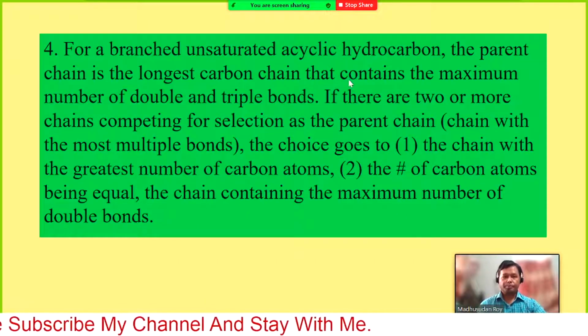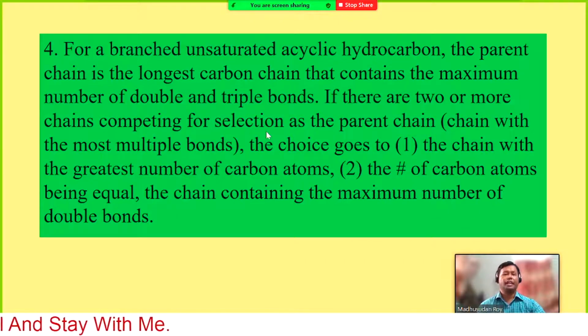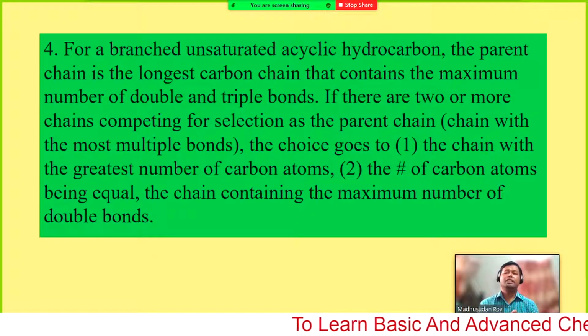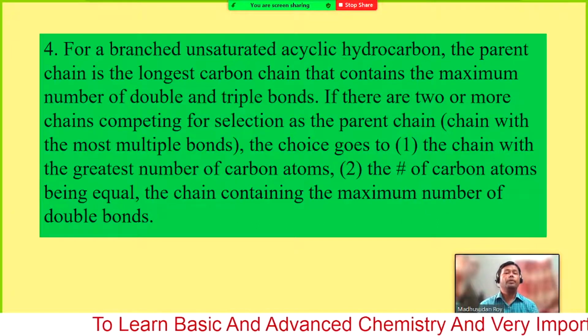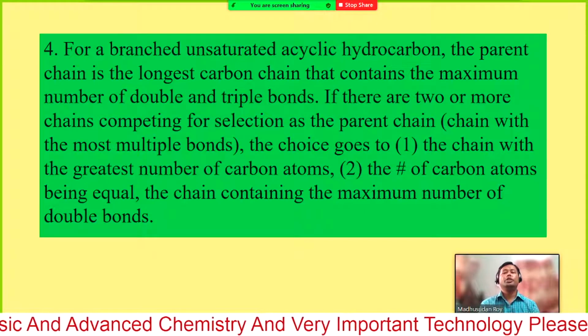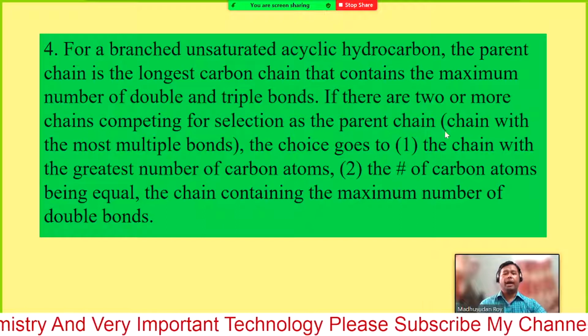So if 2 or more chains are competing for selection, that means in the same direction or in 2 different directions you have the same number of carbons, then what you have to consider in that case is the position of the side chain or branch.